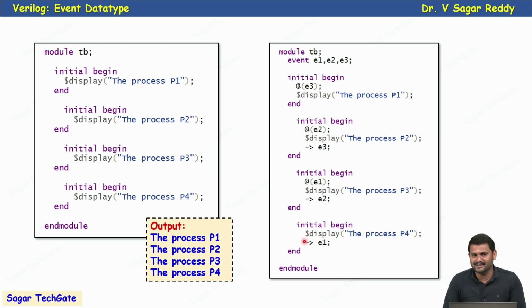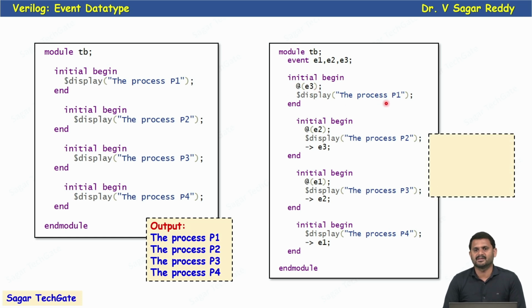Now if I trigger this E1, then immediately, in this initial block, this statement, at the rate E1, we are waiting for event E1 to occur. So after triggering this E1, immediately we'll go to this block and it will execute, displaying the process P3, and after that we are triggering the event E2. After triggering, here one statement, we are waiting for event E2, at the rate E2, then it will execute, and we are executing display process P2. Here we are triggering another event E3. Clear? Now this initial block, here we are waiting for event E3, then we are displaying that.